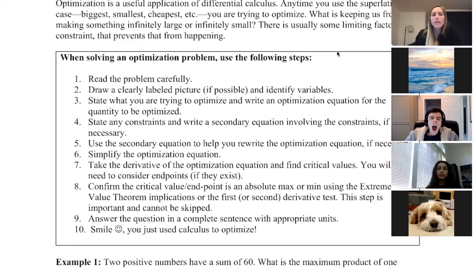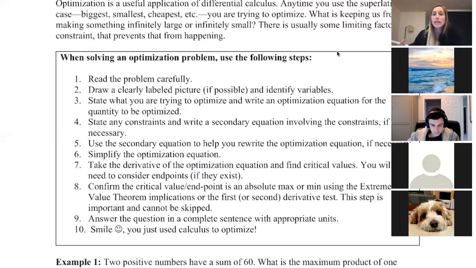And the first one, obviously, make sure you're reading the problem carefully and that you're understanding. And I think it can be really helpful, just like with the related rates problems, to draw a picture if you're able to, and to label that picture.